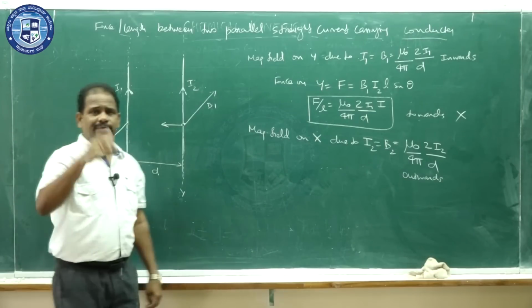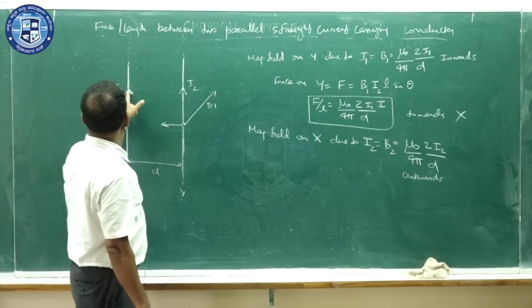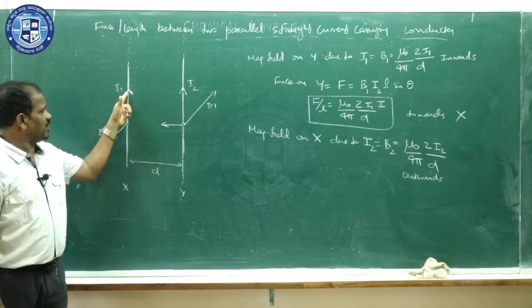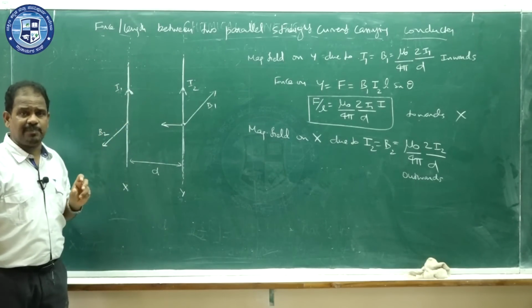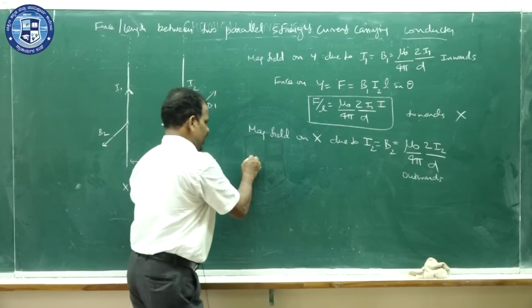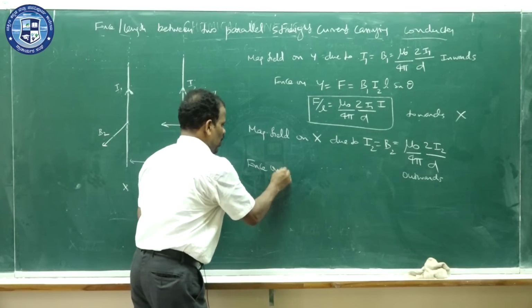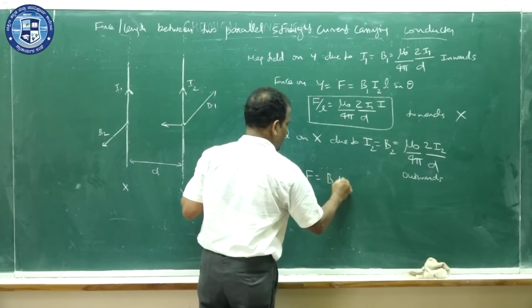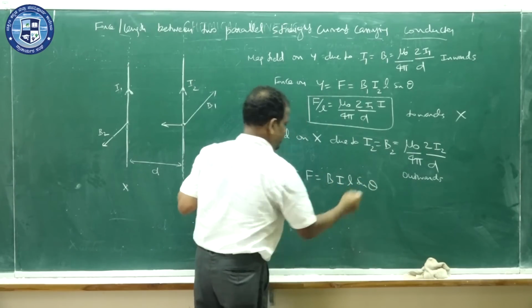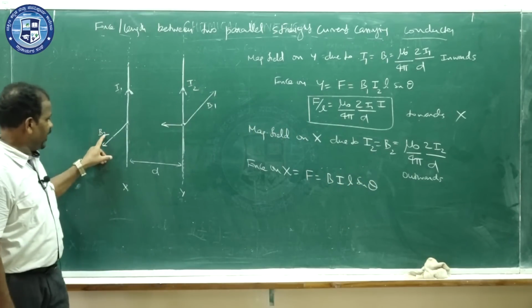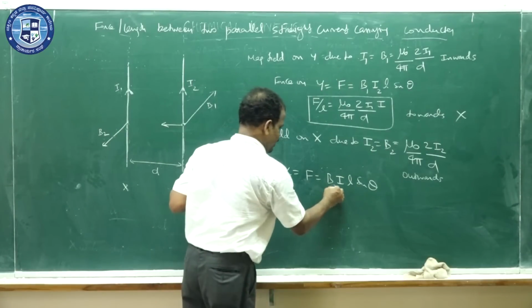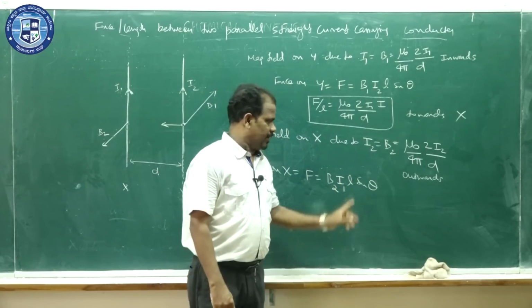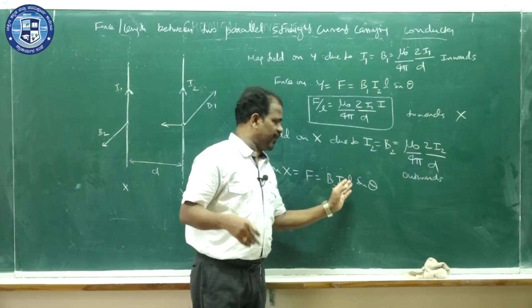Now again come to the theory. Current carrying conductor kept in the magnetic field experiences force. What is the force on X? Formula same. F is equal to B I L sin theta. Here B is B2, current is I1. L is length, it is infinitely long, therefore L can be taken here.